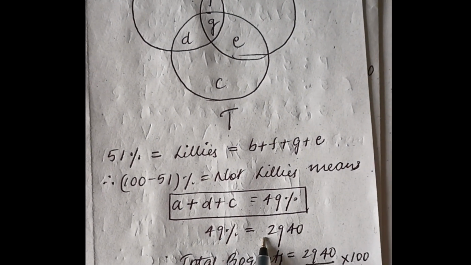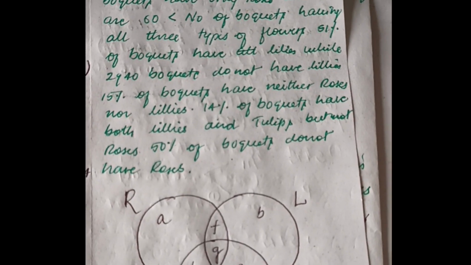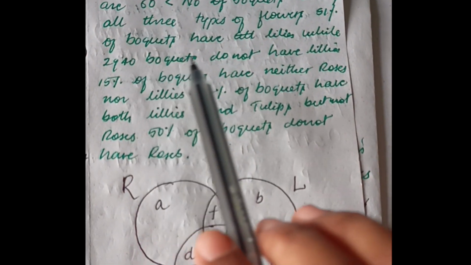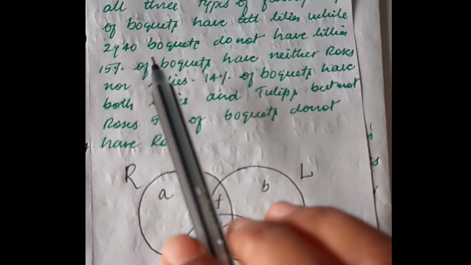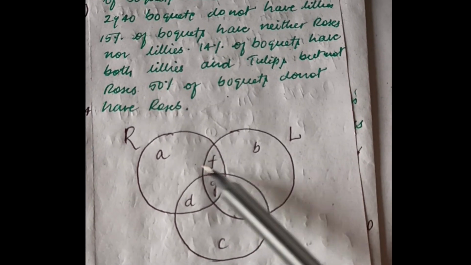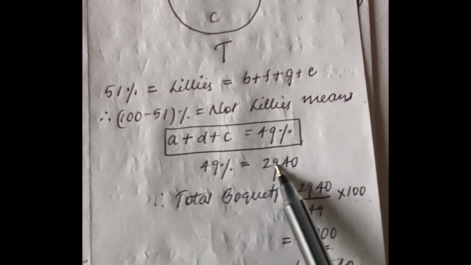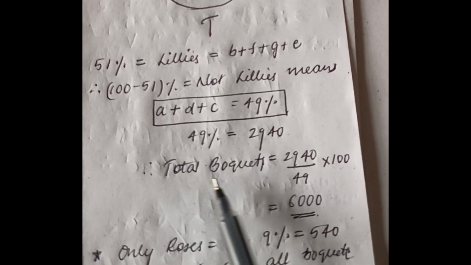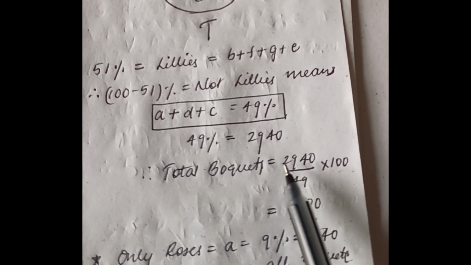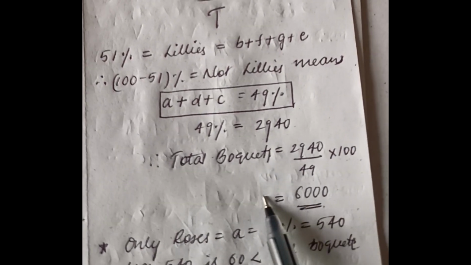Therefore 49% is equal to 2940, because they have mentioned in the question, see here, 51% of the bouquets have lilies, while 2940 bouquets do not have lilies. So here, this is the lily part. Do not have lilies means A plus D plus C. Since 49% is equal to 2940, we can calculate the total bouquets. That is, 49 is 2940, then into 100 we will get 6000. These are the total number of bouquets.